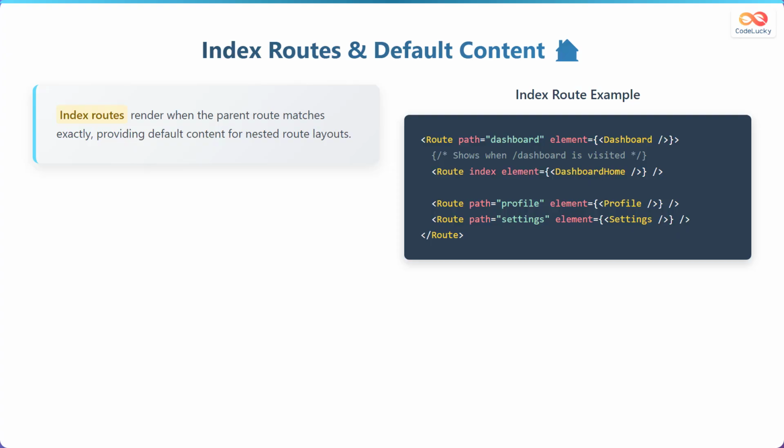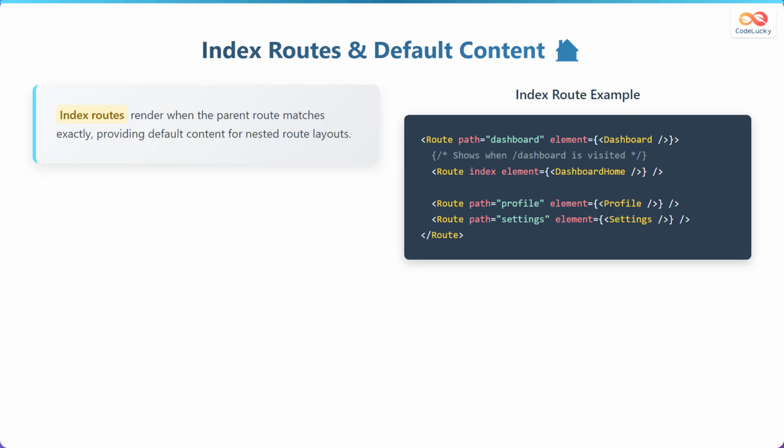Index routes render when the parent route matches exactly, providing default content for nested route layouts. In this example, within the Routes, you have a Route for dashboard that renders the Dashboard component. Inside this route, an index route is defined with the element set to DashboardHome. This DashboardHome component will render when you only visit /dashboard, providing default content for the dashboard layout.